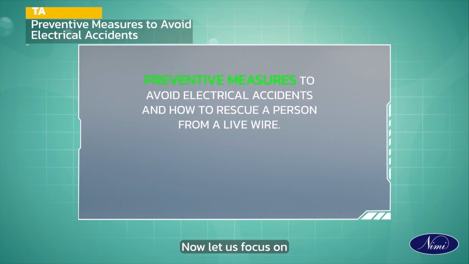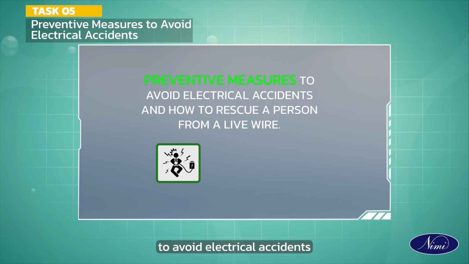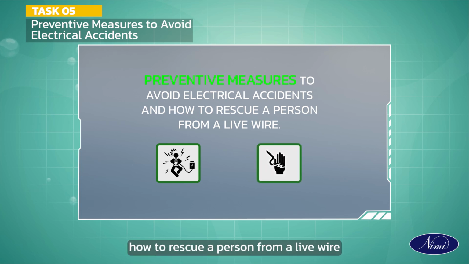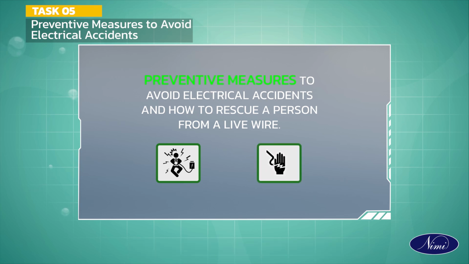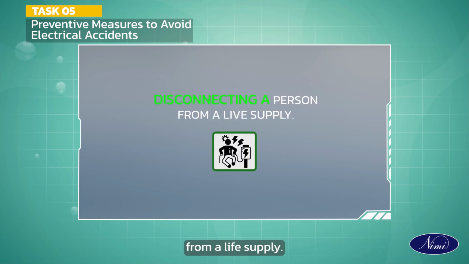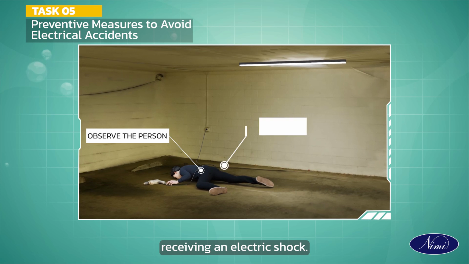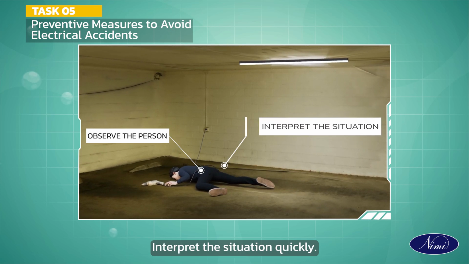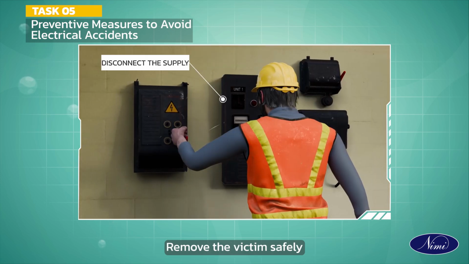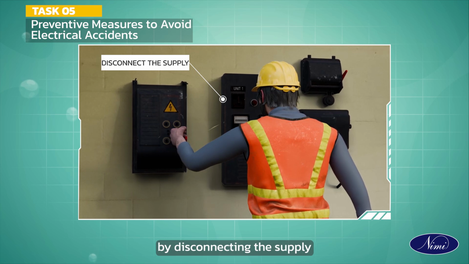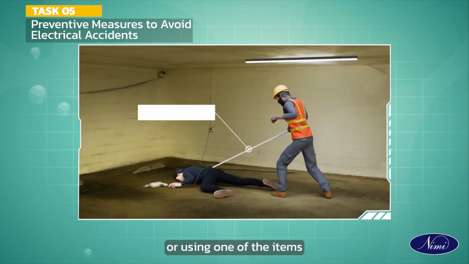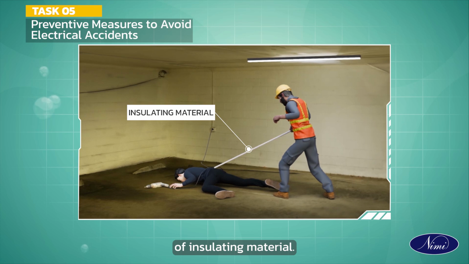Now, let us focus on taking preventive measures to avoid electrical accidents and learn how to rescue a person from a live wire. Disconnecting a person from a live supply. Observe the person receiving an electric shock. Interpret the situation quickly. Remove the victim safely from the live equipment by disconnecting the supply or using one of the items of insulating material.